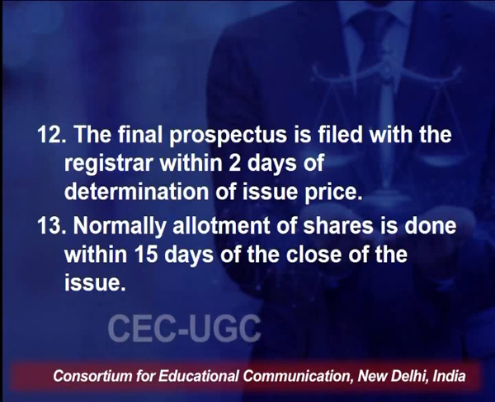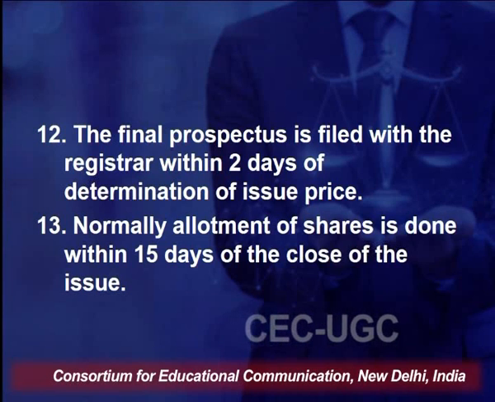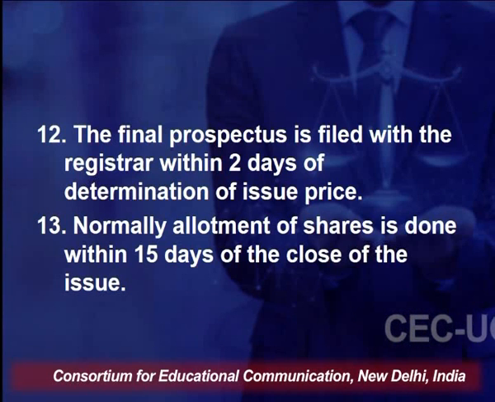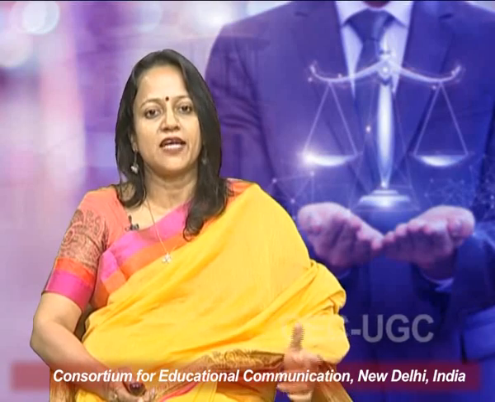So, once the price is determined, within 2 days of that, the final prospectus is to be filed with the registrar of companies. And then normally allotment of shares is done within 15 days of the close of the issue. Once the issue closes, within the next 15 days the shares are allotted by the company to all those who have applied and all those who are falling within the cut-off price as determined by the company.